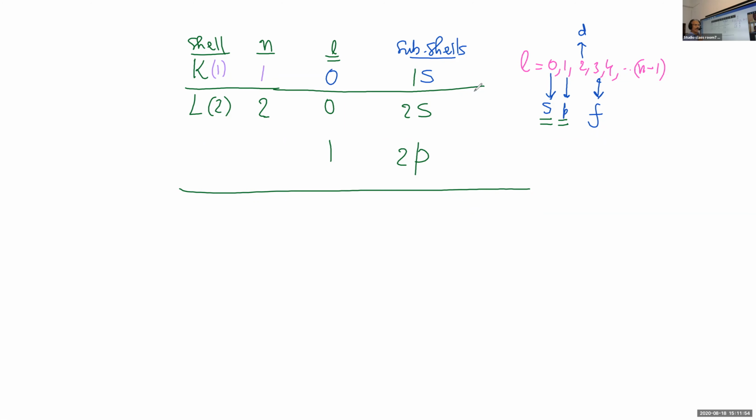L can have 2 values. 2 L values are possible, and these 2 L values are 0 and 1. Since 2 L values are possible, there are 2 subshells in the second shell, in the L shell.